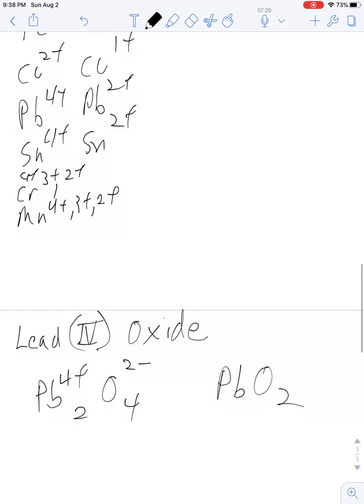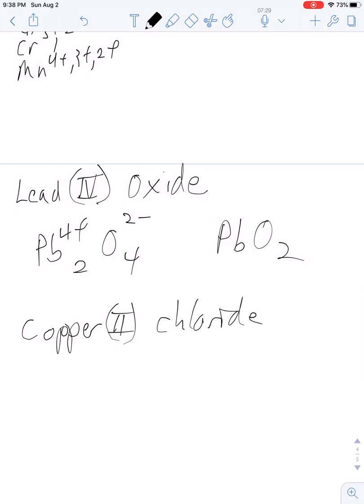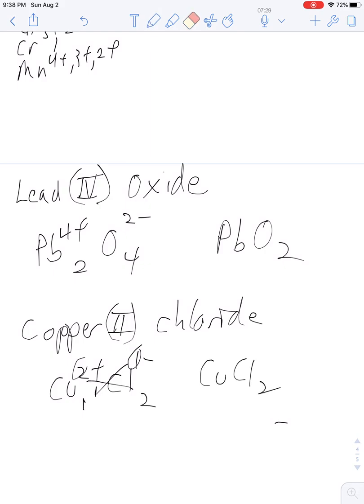Alright? If you had copper 2 chloride, then the Roman numeral 2 is telling me it's a +2 charge. Chlorine's a -1. I crisscross, 1 goes there, 2 goes there, so then my final answer would be that. Because I never write the subscript 1, and I erase my charges.